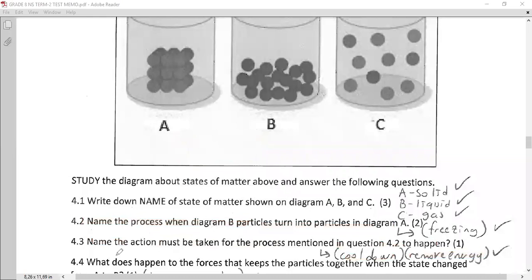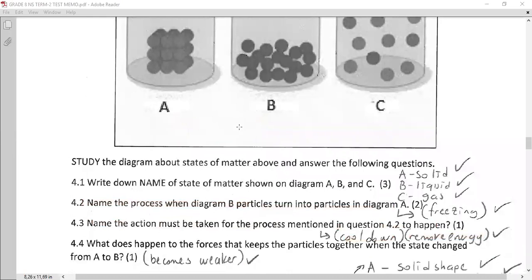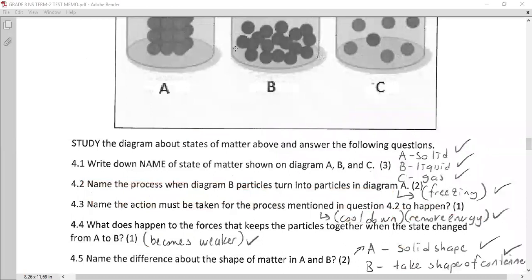4.4. What happens to the forces that keep particles together when the state changes from A to B? A to B, what happens to the forces that keep them together? It becomes weaker, okay? It becomes loose. It becomes less, it decreases. Anything similar to this, you receive full marks. This is just a sample answer, okay? Weaker. Why? Because as you can see, there are stronger forces at A, okay, stronger forces at A.